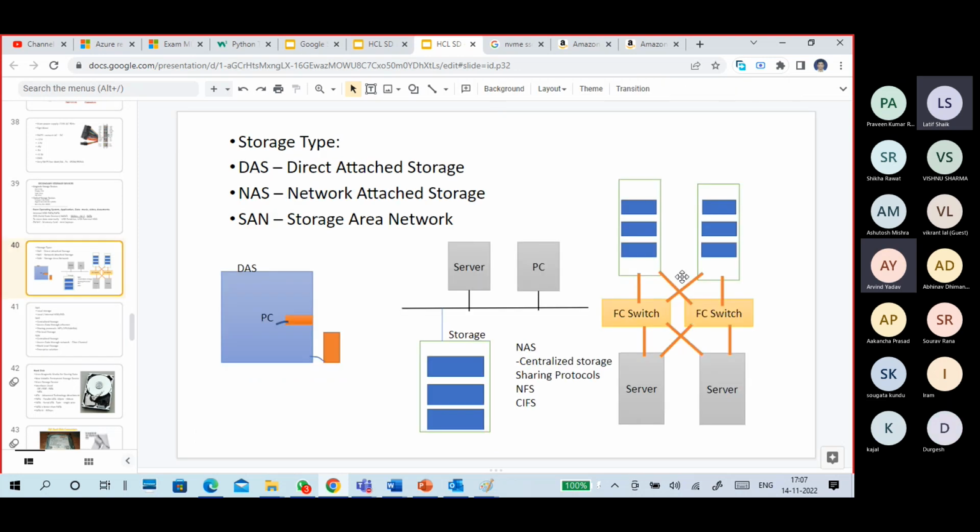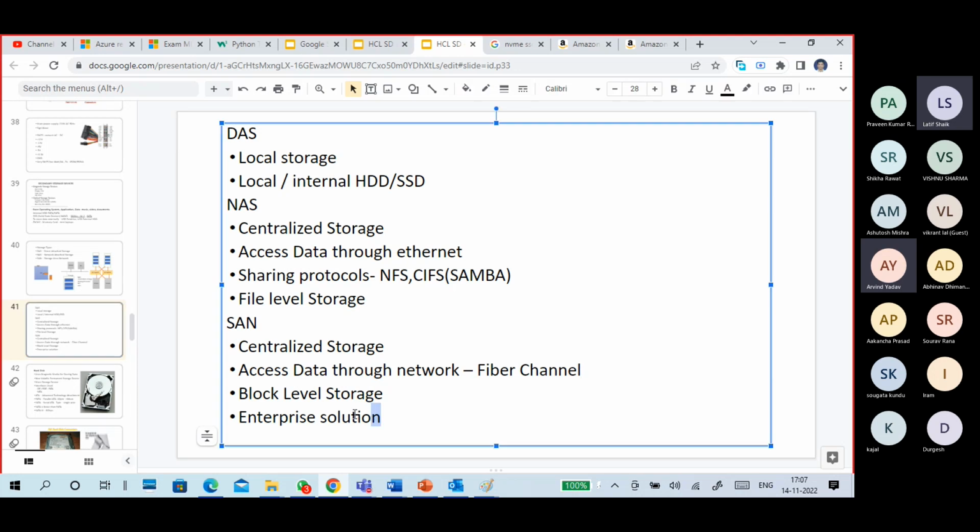It is highly redundant, more redundant, like a mesh topology. If you see this, guys, it is a mesh topology we create. Why mesh topology? If a switch is down, you still have to be able to access. If a server is down, you still have to access. If the storage bay is down, we still have to access. So there is more redundancy. It is an enterprise solution, and it is very complex to create.